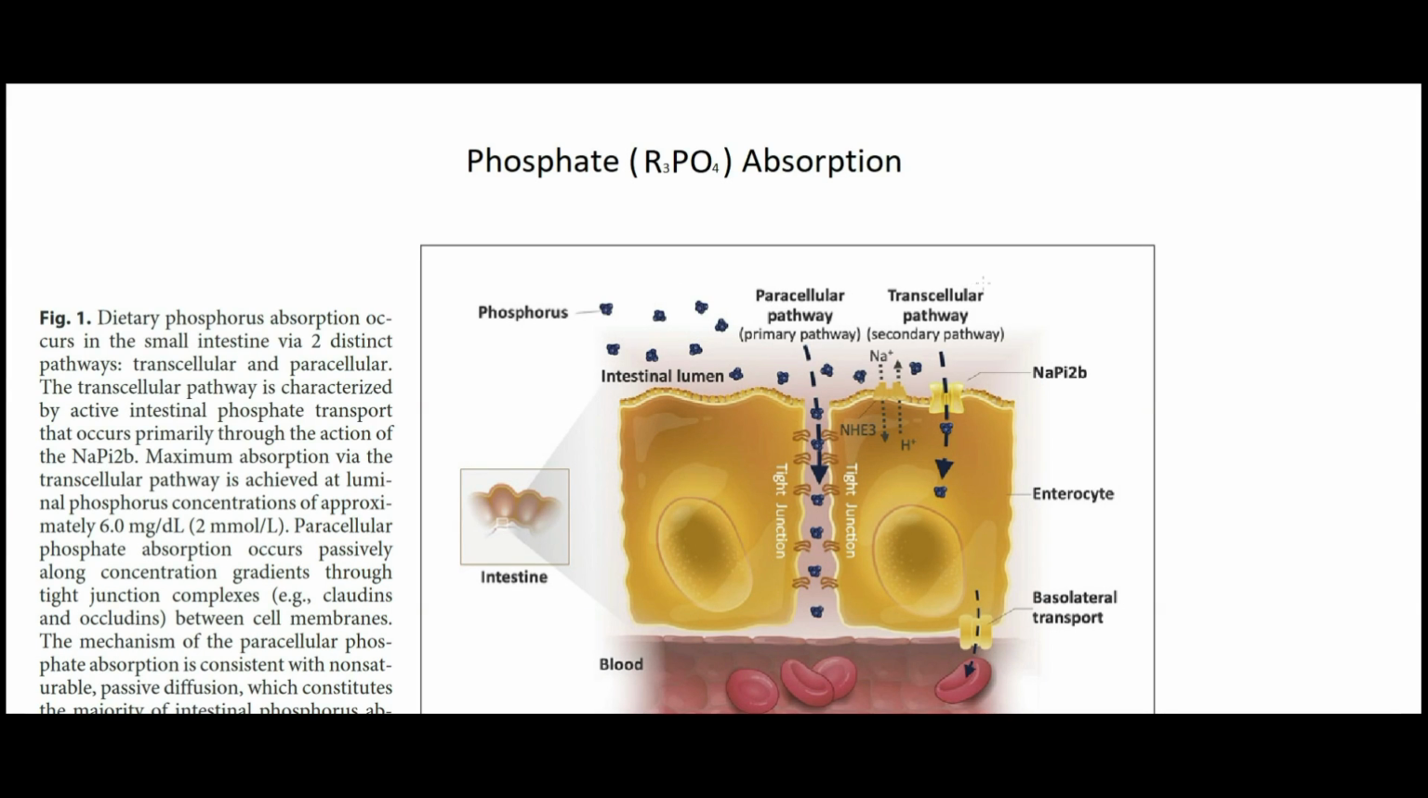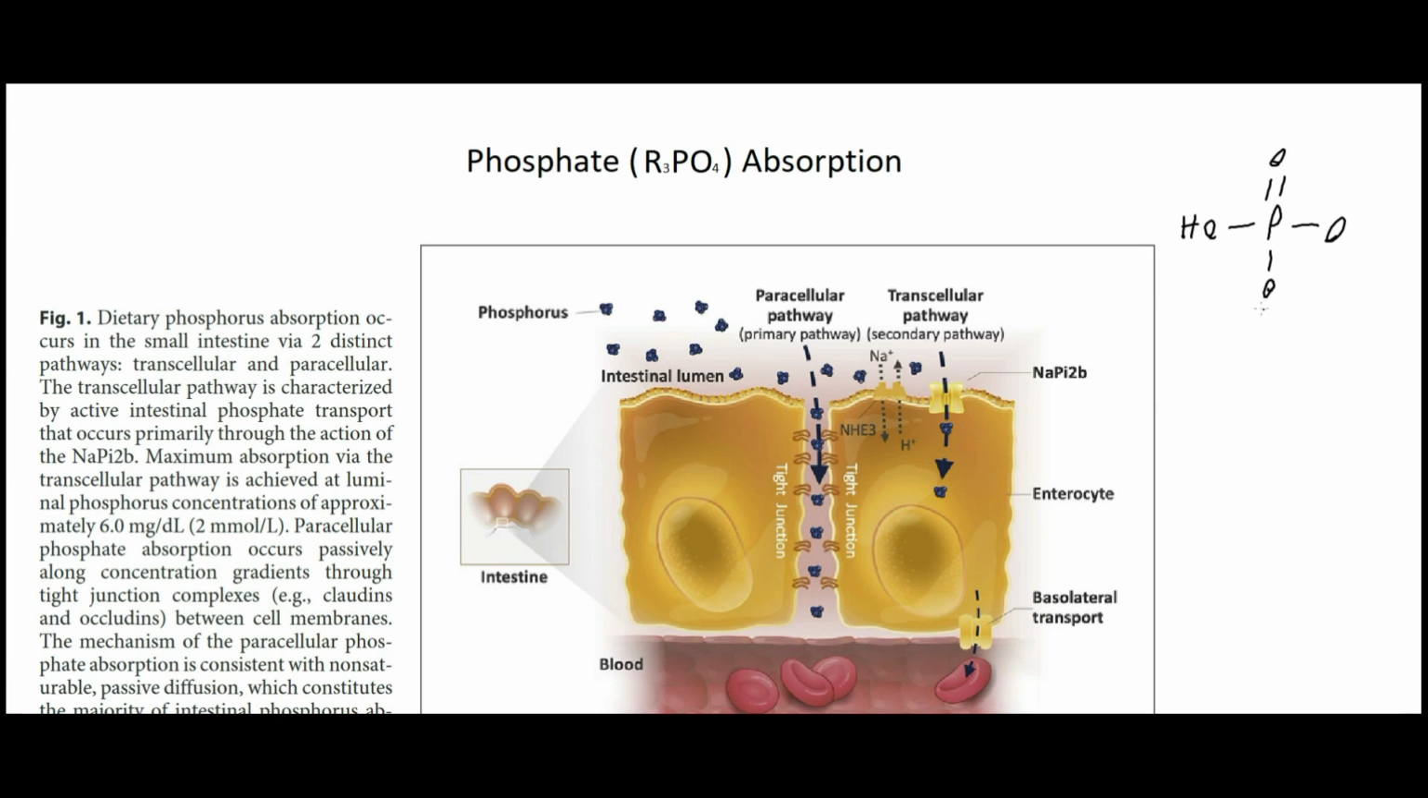In this video, I'm going to talk about the absorption of phosphate. So phosphate is a polyatomic ion. It has a phosphorus with four oxygens bound to it, and these oxygens usually have some sort of counter ion.